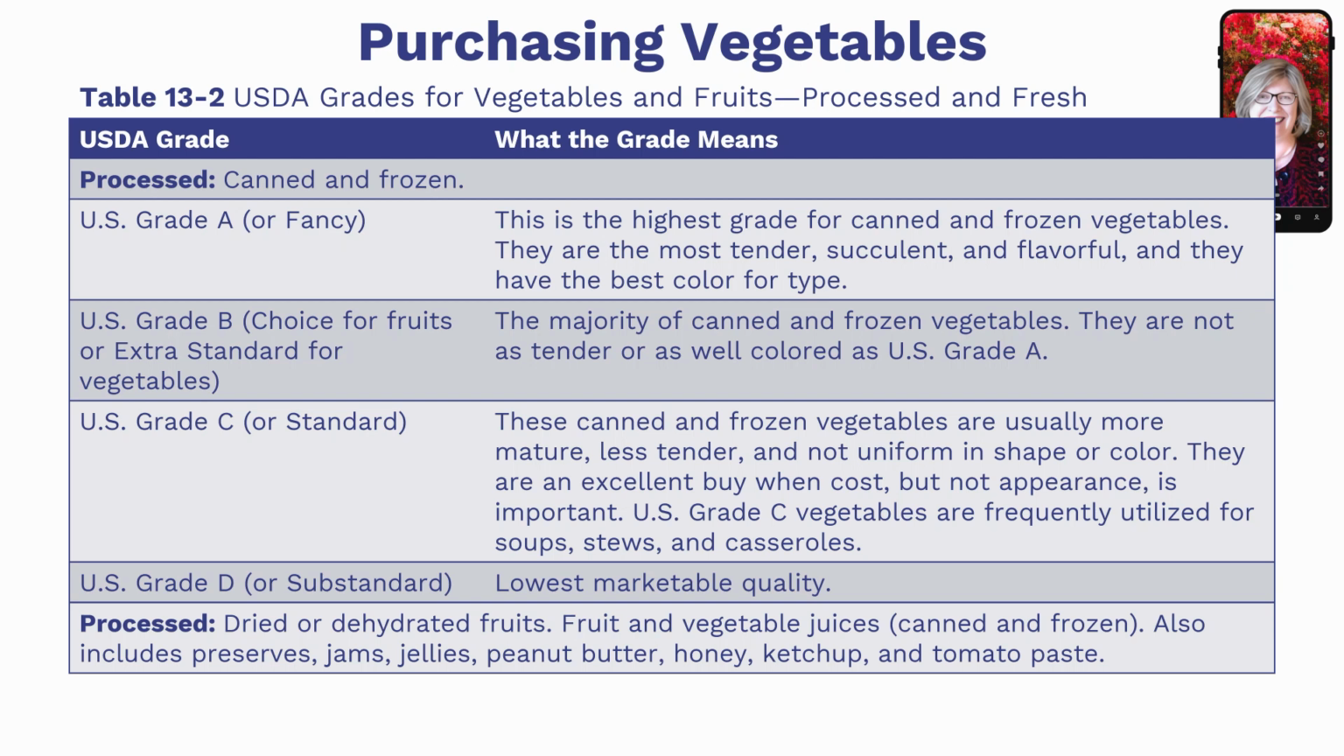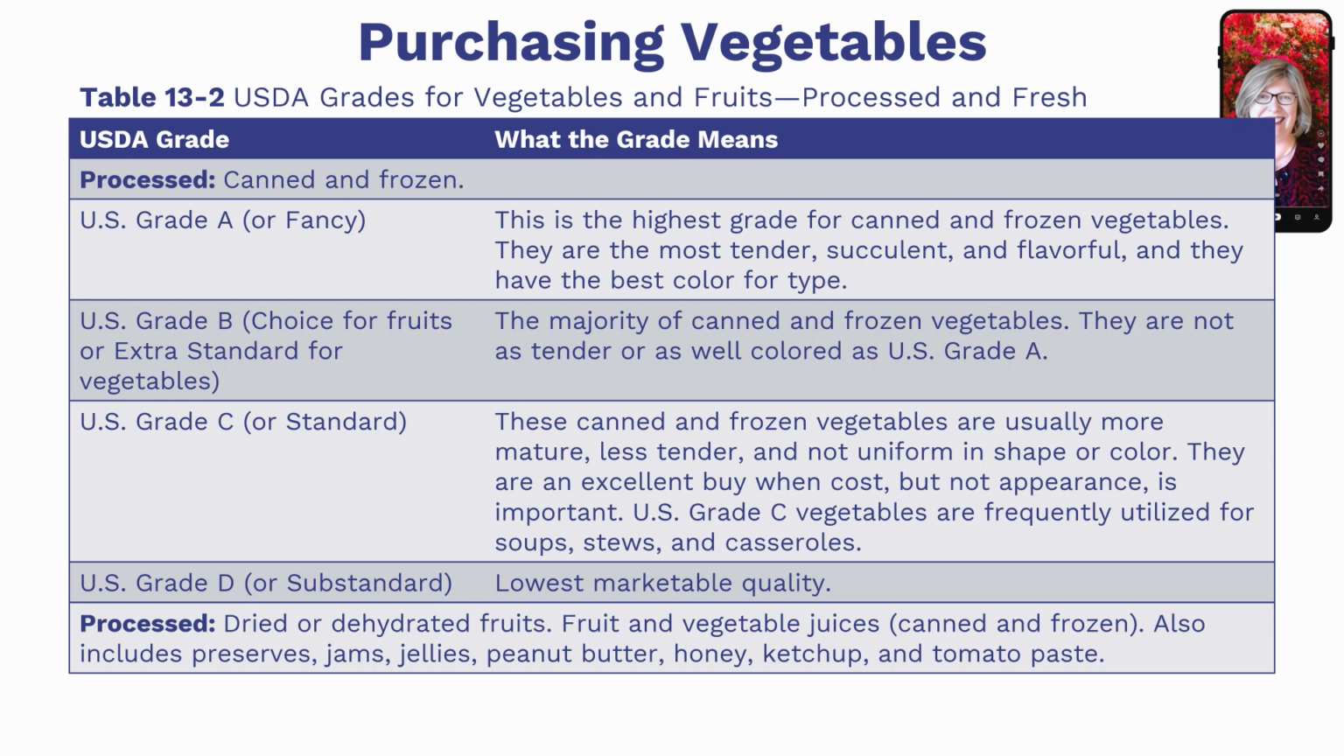Grade B, the majority of canned and frozen vegetables. These are not as tender or as well colored as U.S. grade A. Then you have grade C, or standard. These canned and frozen vegetables are usually more mature, less tender, and not uniform in shape or color. They are an excellent buy when cost matters, but not appearance. And if appearance is important, then that would not be the best choice. U.S. grade C vegetables are frequently utilized for soups, stews, and casseroles.